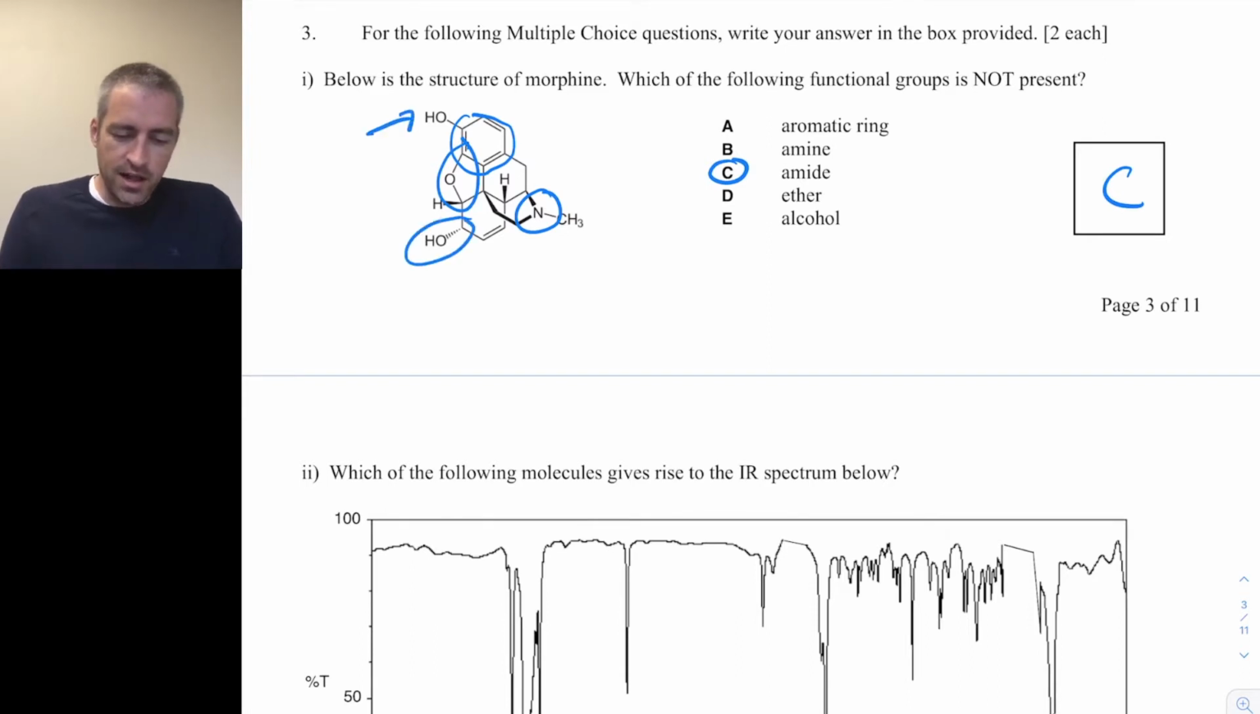That's technically not an alcohol. If you saw my Instagram post about this, that's an OH on an aromatic ring, which has a different name. It's called a phenol, which according to IUPAC rules does not count as an alcohol.